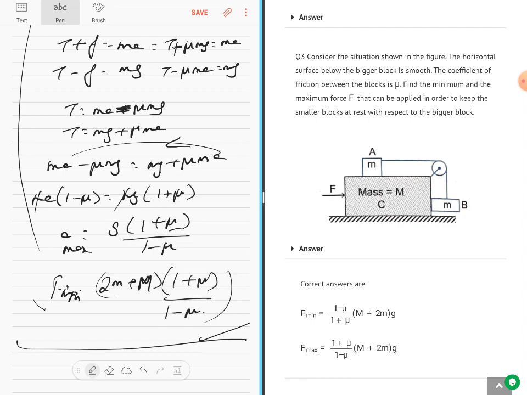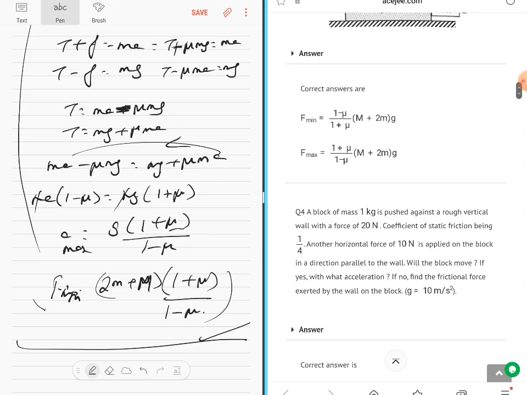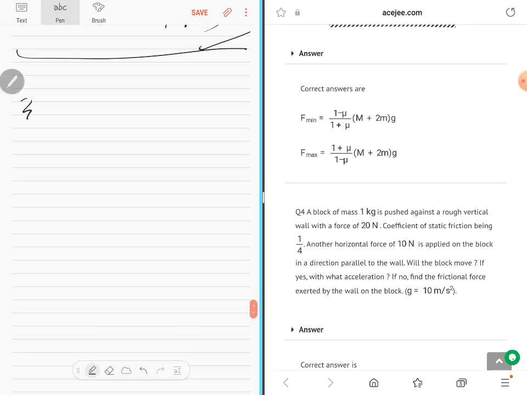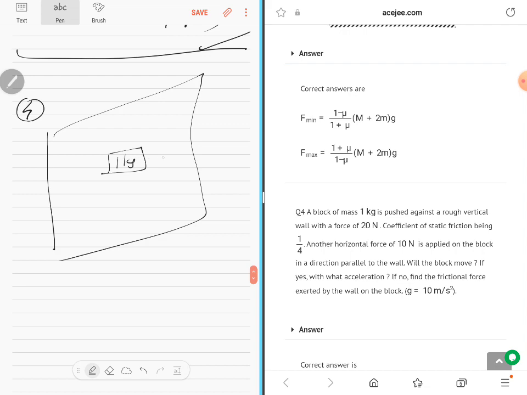So that's something you need to note down. So let's go to the next question, the fourth question. A block of mass 1 kg, supposing there's a wall here and a block of mass 1 kg is being pressed on it, and this is the normal reaction. We are pressing on the wall with a 20 newton force, and therefore the normal reaction is 20 newton. That's all it gives you.